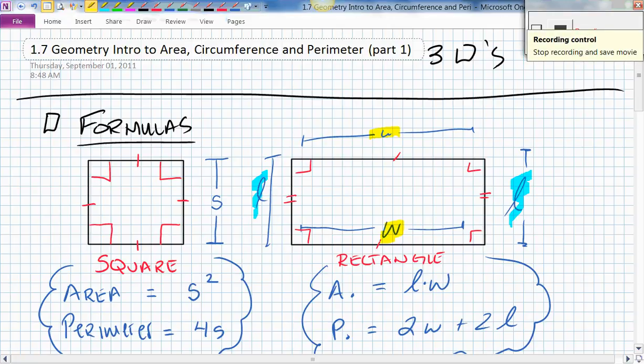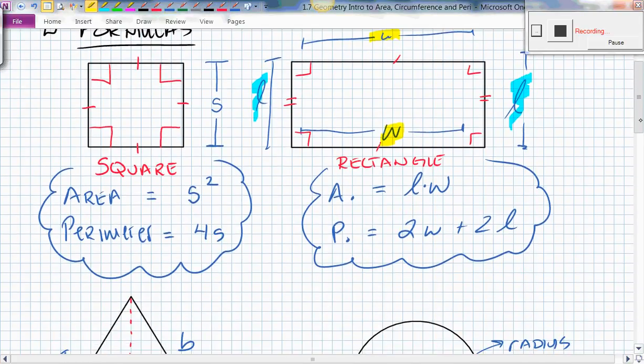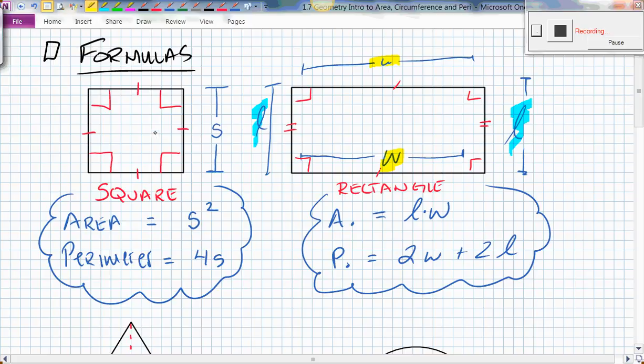Alright, so today in section 1.7, geometry, we're talking about area, circumference, and perimeter. In the very first part of the section, we're talking about four formulas that are super important, okay? One is the square formula, area and perimeter for a square.